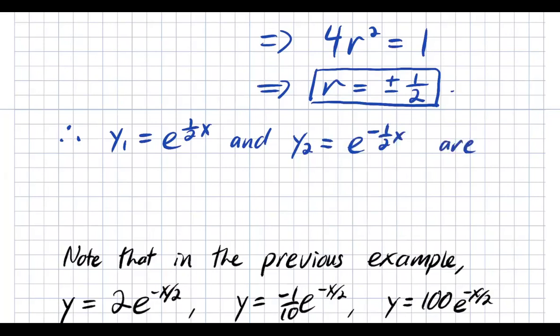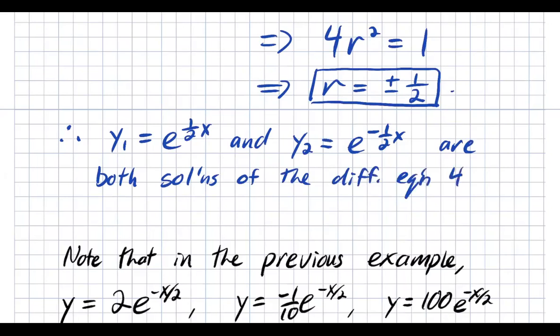Both are solutions of the differential equation for y double prime equals y. Okay, so there's our differential equation right there. We ended up getting 2 solutions.